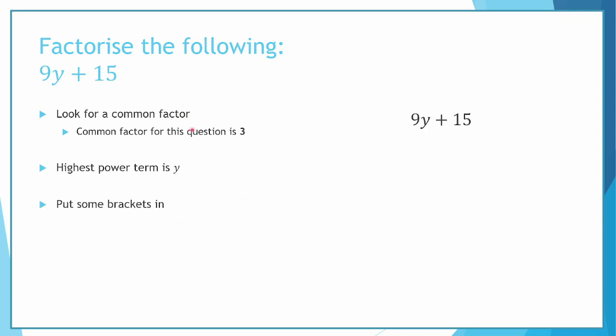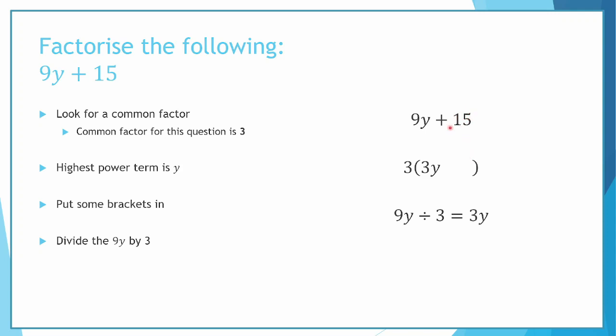So we've got a common factor now of 3, so we're going to put our brackets in. Our common factor is going to sit outside the bracket. So now we have to work on filling in our bracket. So the first thing we're going to do is divide 9y by 3, our common factor. So 9y divided by 3 gives us 3y. That's the first term in our bracket.